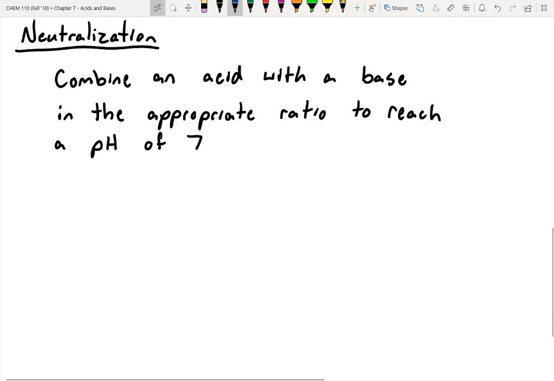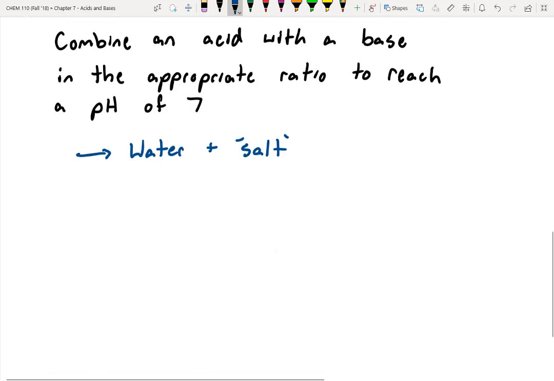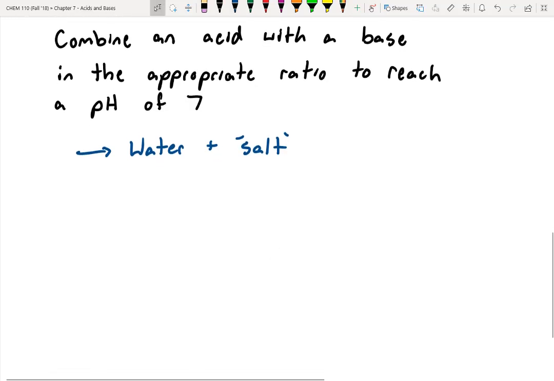All right? The products, whenever you neutralize something, are no longer acids and bases, right? Because it's right smack in the middle. Instead, what you get is water and a salt, right? And the salt, like I said before, could be any ionic compound. So it could be sodium chloride, it could be magnesium chloride, it could be anything that's a cation and anion pair, right? All right, so let's take a look at some of these.